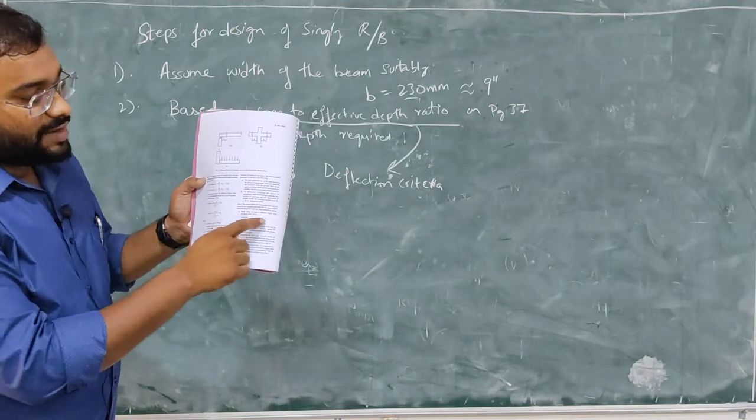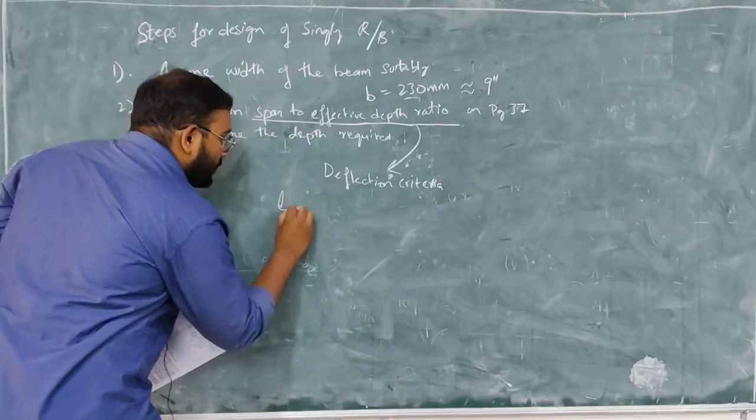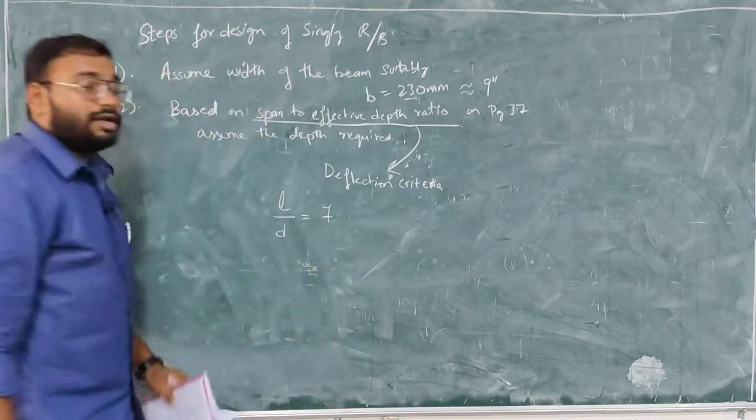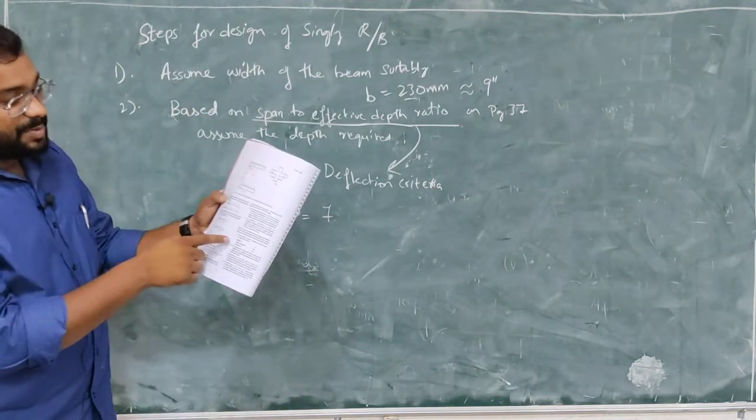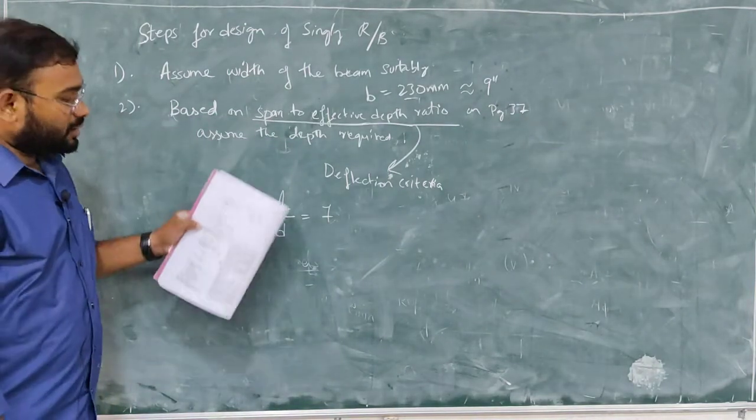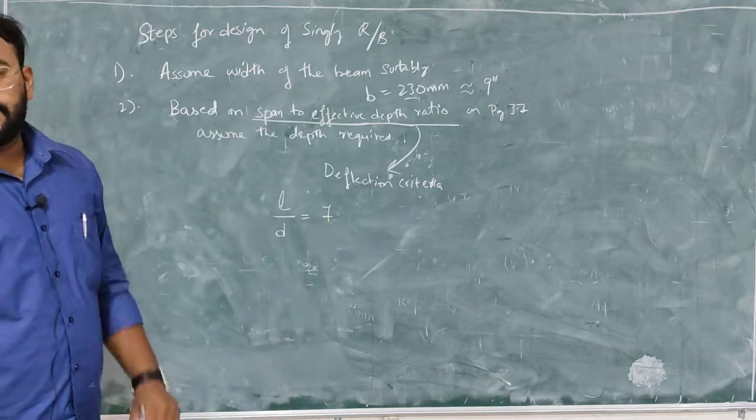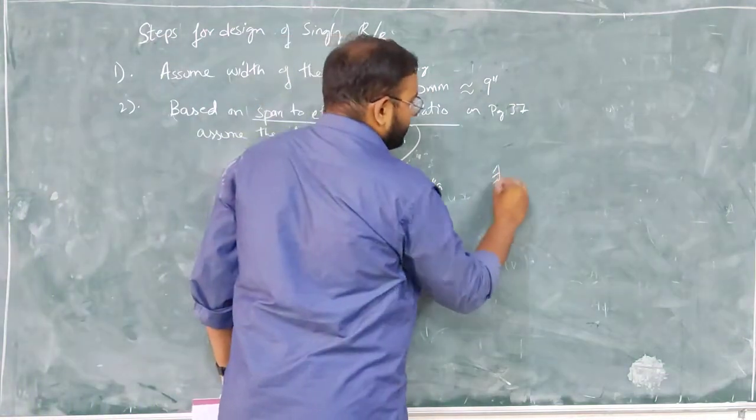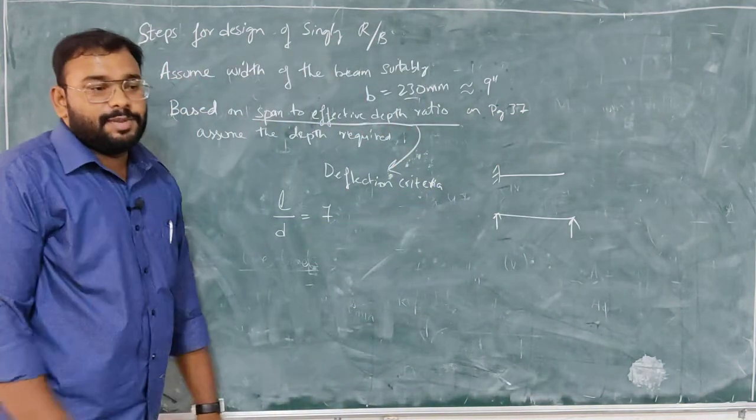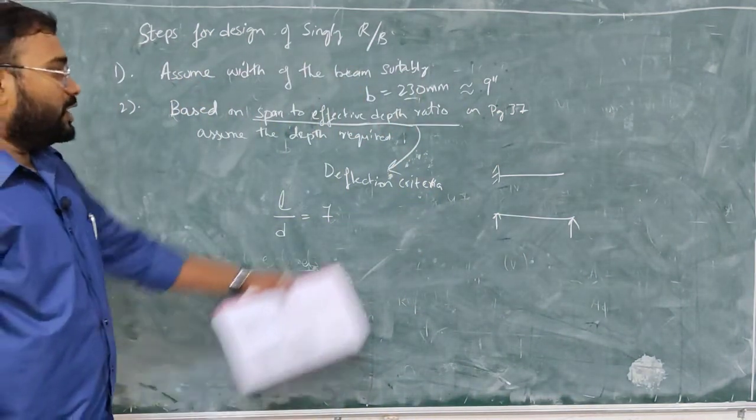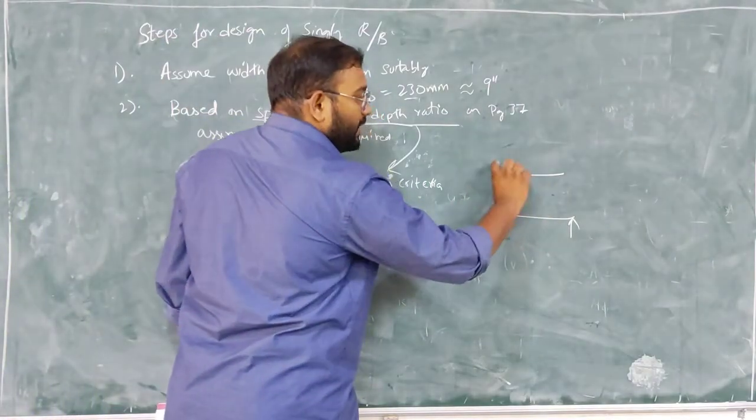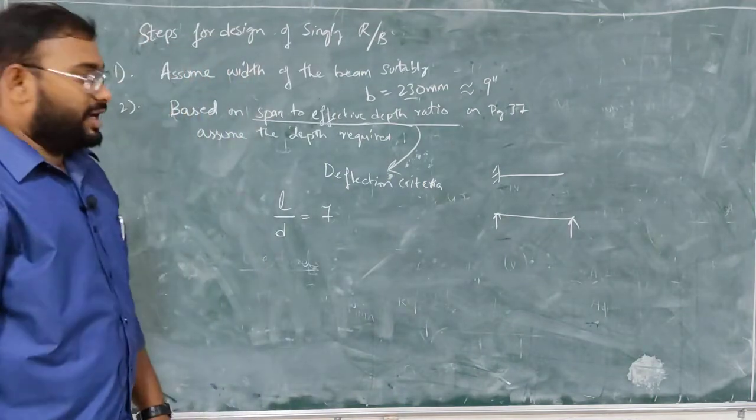For cantilever, the value is 7. So what is this value? Span to effective depth ratio. This value is equal to 7 for cantilever beams. Similarly, span to effective depth ratio for a simply supported beam is 20. For continuous beam, it is 26. Okay, cantilever is this one. This is a simply supported beam. Span to effective depth will be 20. For cantilever, it is 7. Based on this span to effective depth, the values are given to you.